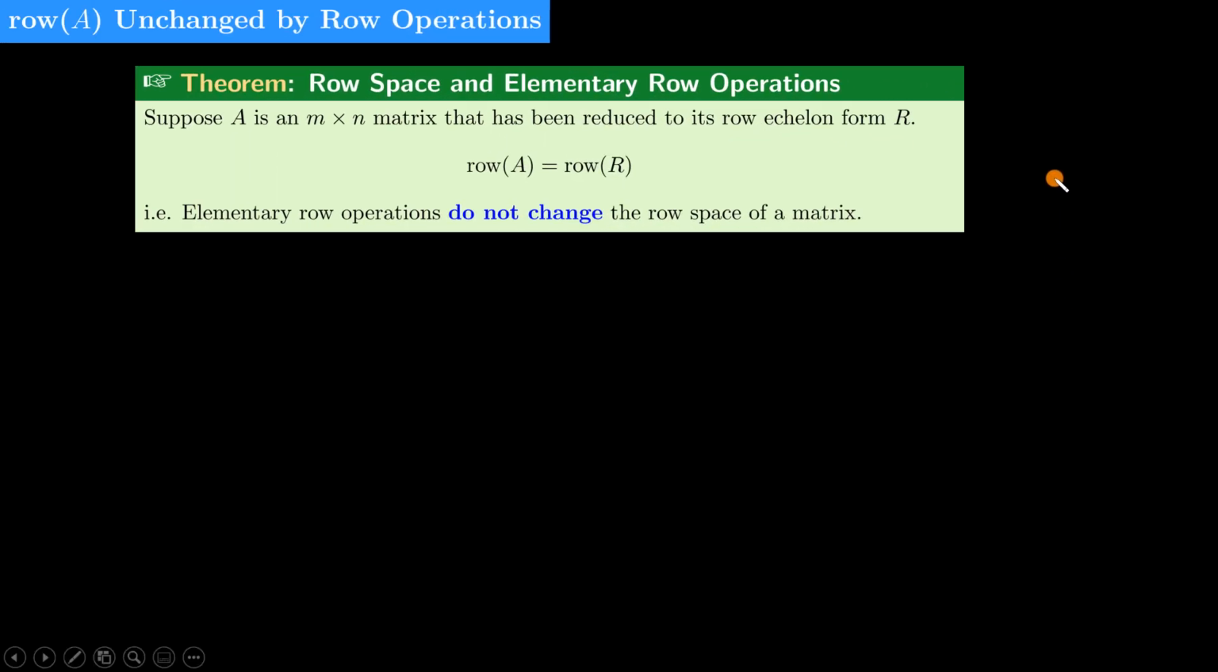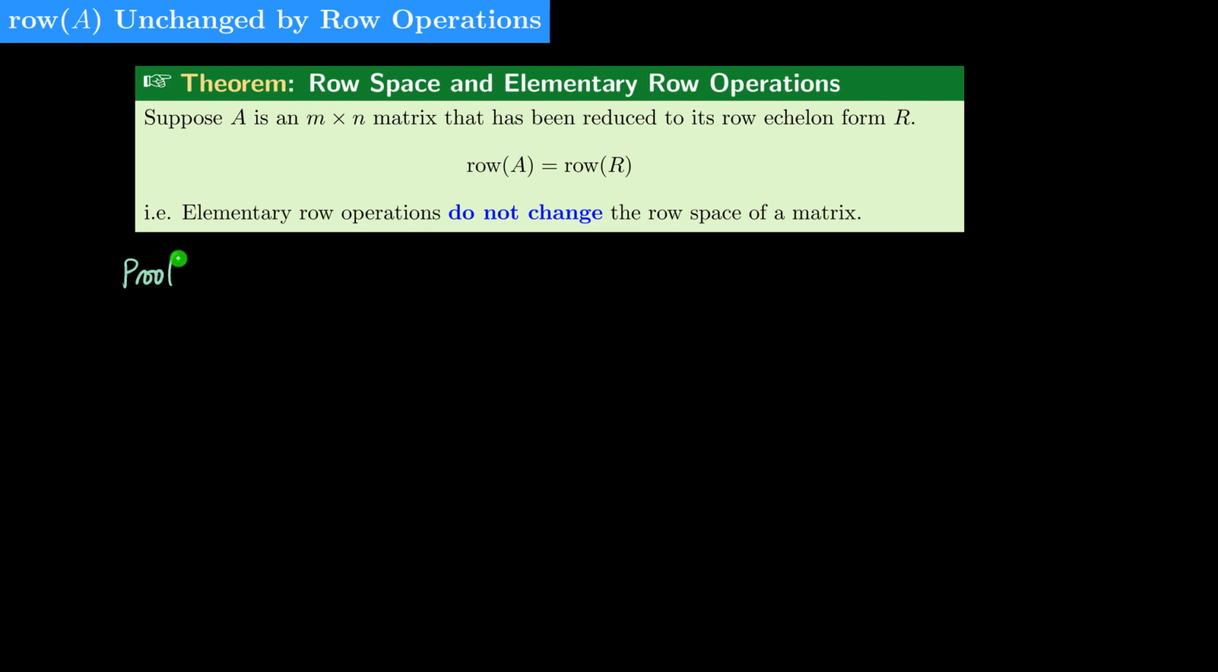In this lesson, I will talk about finding a basis for the row space of a certain matrix A. But first, let me introduce an important theorem that links the row space of a matrix and the elementary row operations. Suppose A is an m by n matrix that has been row reduced to its row echelon form R, then row space of A is equal to the row space of R. That is, the elementary row operations do not change the row space of a matrix.